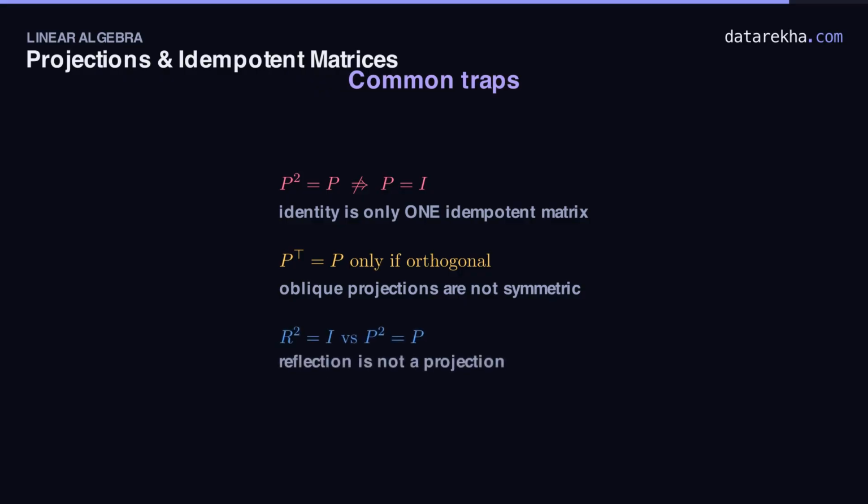Trap 3. Mixing up projections and reflections. A reflection undoes itself, so it squares to the identity. A projection squares to itself. Once shadowed, it stays put. And trap 4. Eigenvalues of 0 and 1 are necessary, but not sufficient. Seeing those values does not by itself prove p squared equals p. You still have to verify the equation.